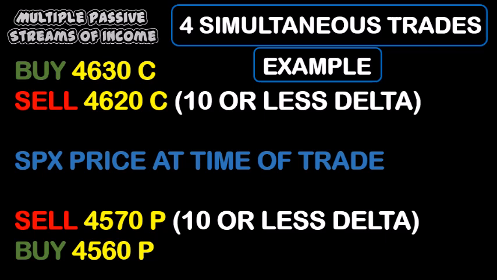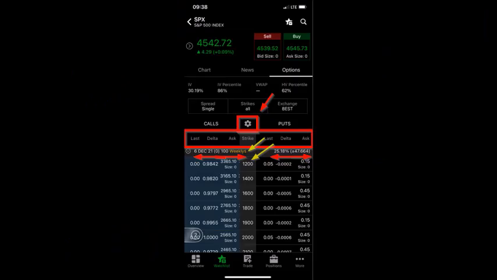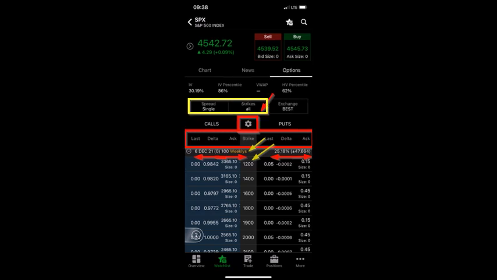So I initially look at the SPX weekly expiring on the day of the trade. In this example, we're looking at the Monday, 6 December 21 weeklies. We're doing this trade on Monday, December 6th. And I also look with the presets set at spread equals single and strikes equal all.